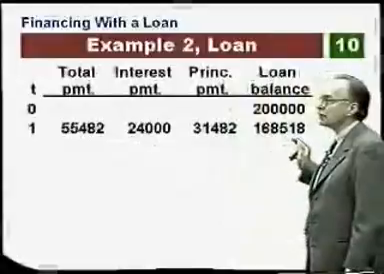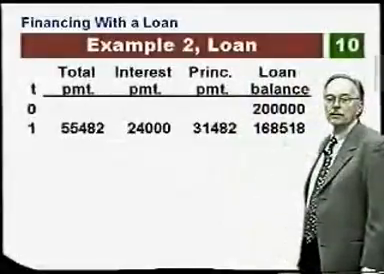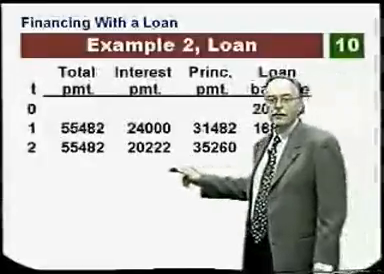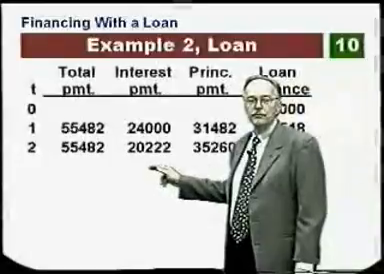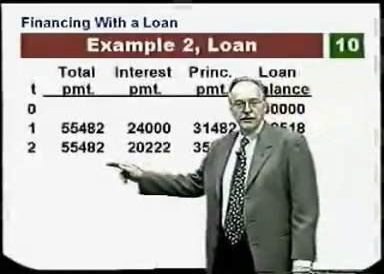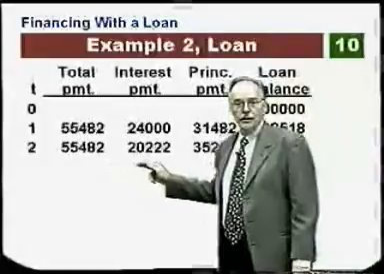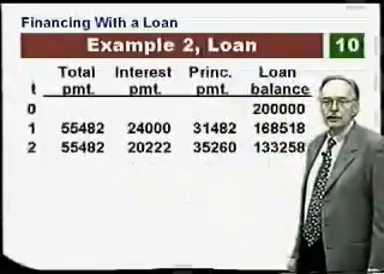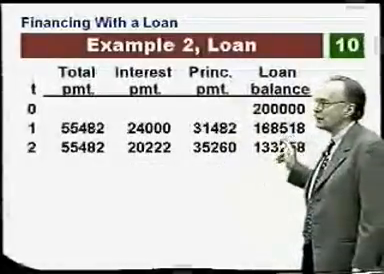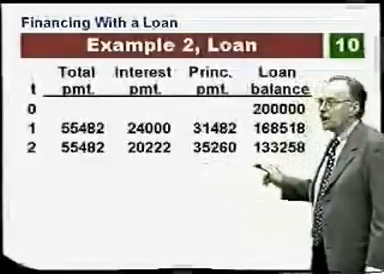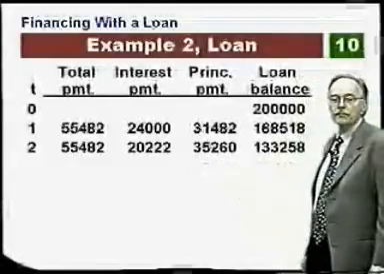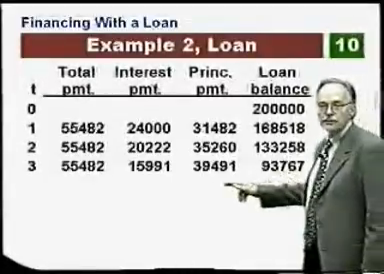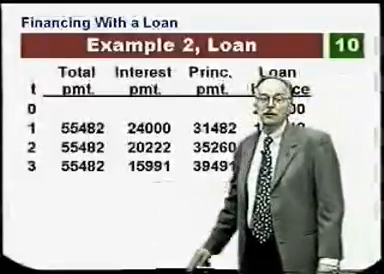So now the loan balance becomes $168,518. Then in the second year, this loan balance at 12% is going to generate an interest payment of $20,222. The total payment, again, is fixed. That remains constant in this loan repayment scheme. So that leaves us with $35,260 to reduce the loan balance. The loan balance drops from $168,518 minus $35,260. It drops to $133,258. Then this loan balance of $133,258 at 12% generates this interest payment, $15,991.